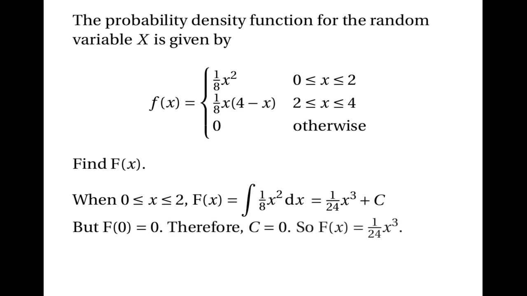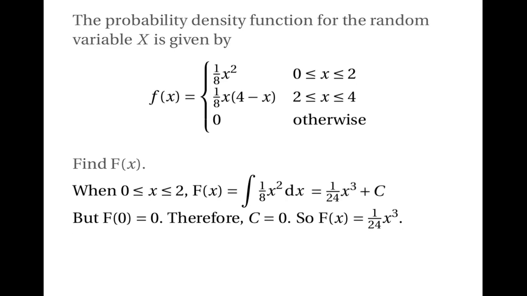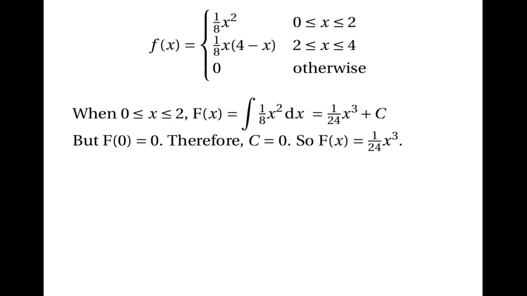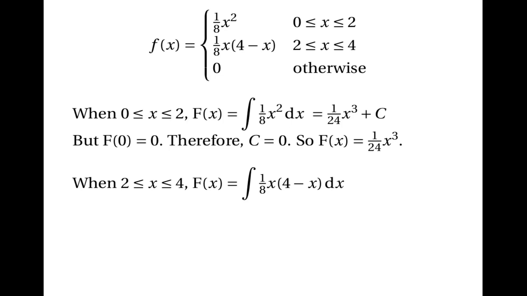And that means that when x is between 0 and 2, f of x is 1 over 24 times x cubed. Okay, now we need to look at the next interval and think about when x is between 2 and 4. Well, when x is between 2 and 4, f of x must be the integral of an eighth of x times 4 minus x. And we can work that out by multiplying out the brackets.